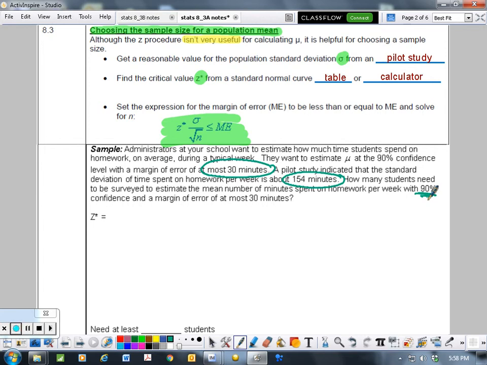So the first thing we need to talk about is what is our z star. So we're going to do an inverse norm. The leftover area is 10%, and we want half of that for our tails. So this is our area. Our mean is 0, our standard deviation is 1. And this will give us the z star. And when we calculate that on our calculator, we're going to get a z star of 1.6449.